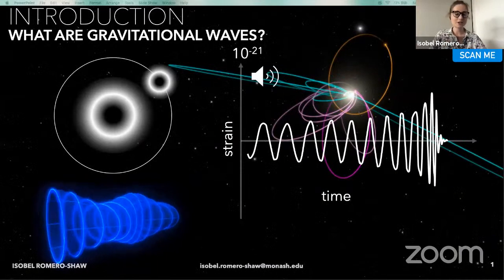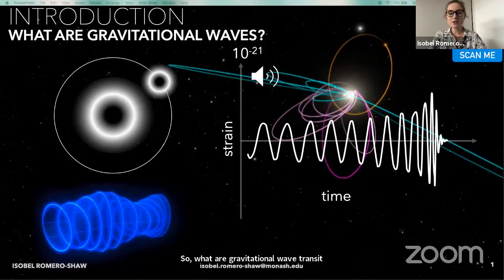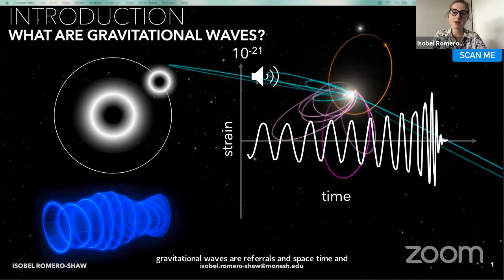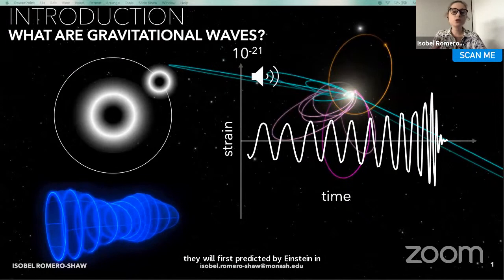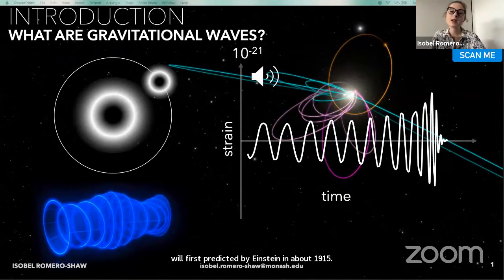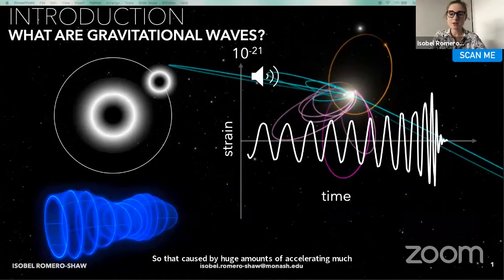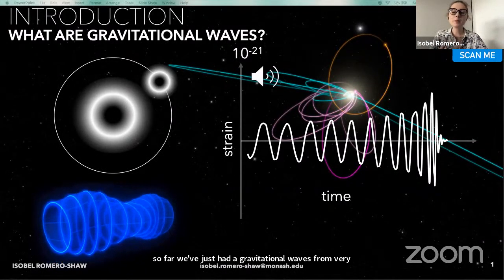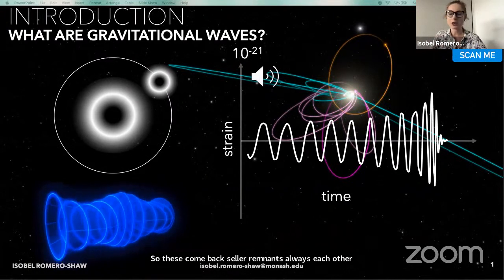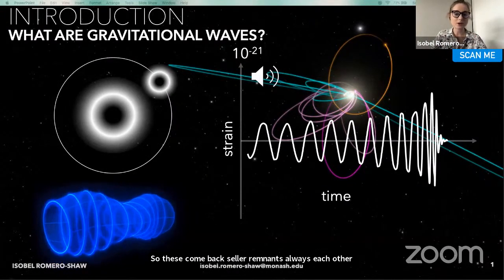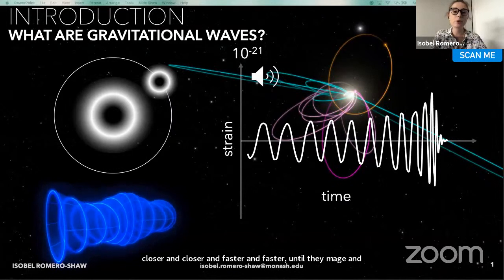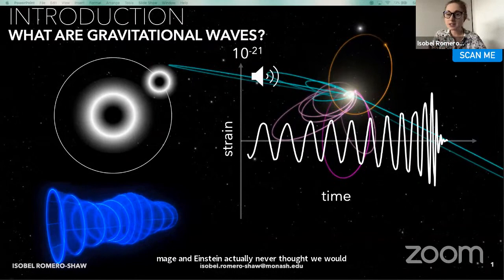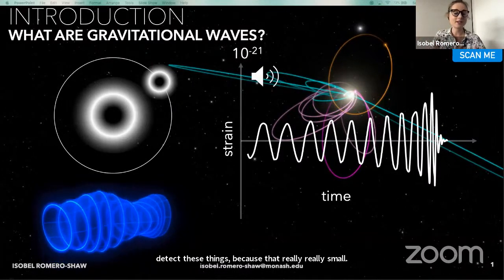So what are gravitational wave transients? Well, gravitational waves are ripples in space-time, and they were first predicted by Einstein in about 1915. They're caused by huge amounts of accelerating mass. So far, we've detected gravitational waves from very massive compact binaries, which Soheb just introduced you to. These compact stellar remnants orbit each other closer and closer and faster until they merge. Einstein actually never thought we would detect these things because they're really, really small. But 100 years after he made his prediction, we made the first detection.